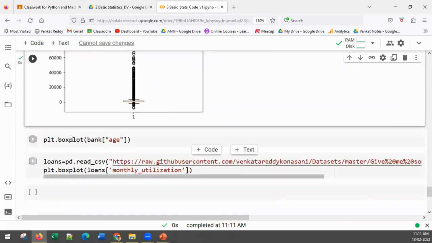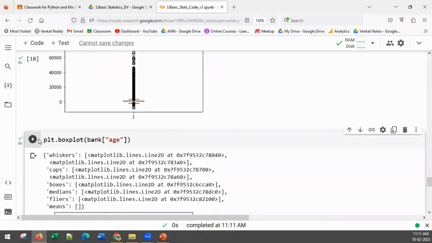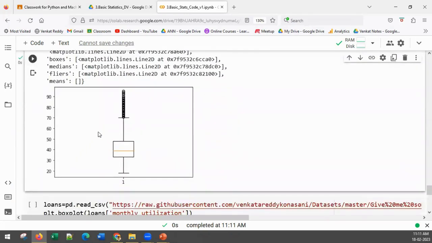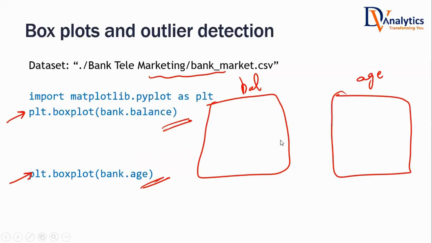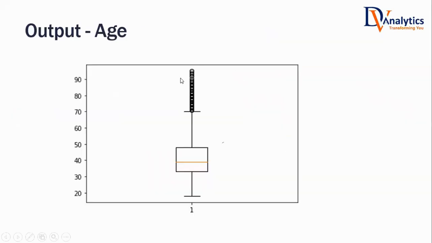How about age? Outliers are there, but the box is visible. It is somewhat permissible, isn't it? In fact, these are the suggested outliers given by Python. What Python is telling us is that anybody above 70, you can consider all these as outliers. But we ignore all that. We simply take this as the max number. And then this is our box plot.